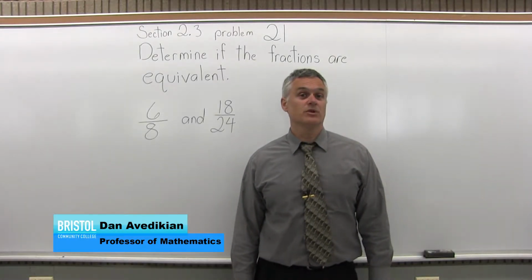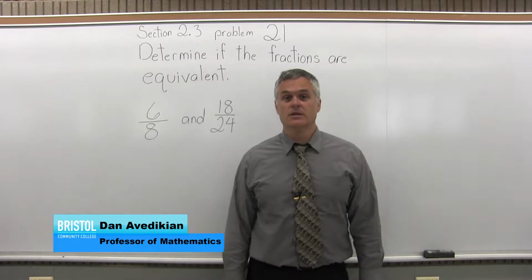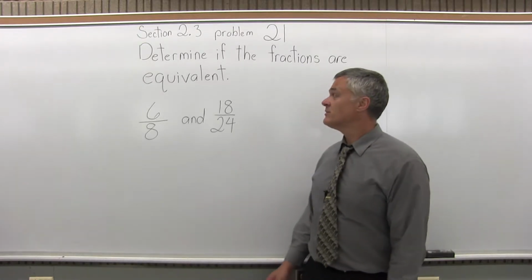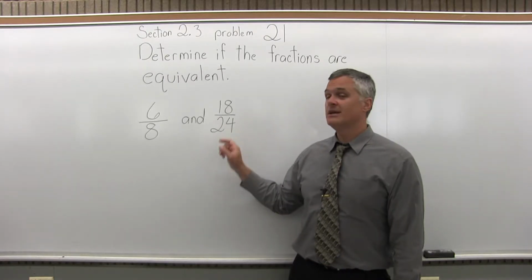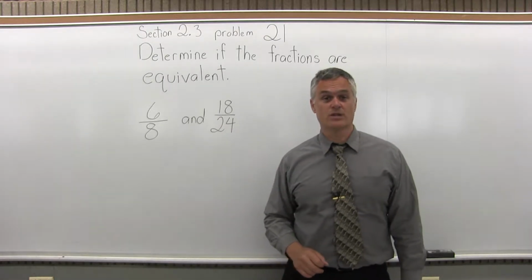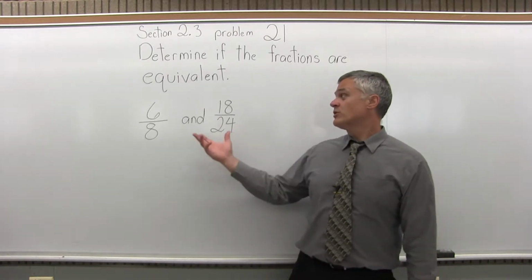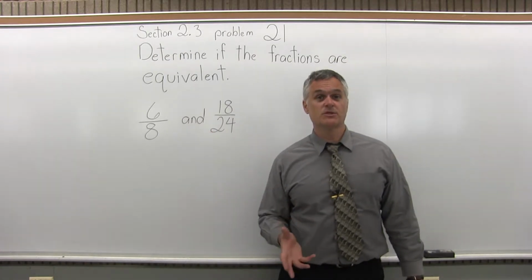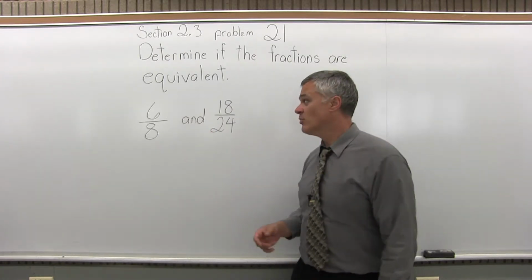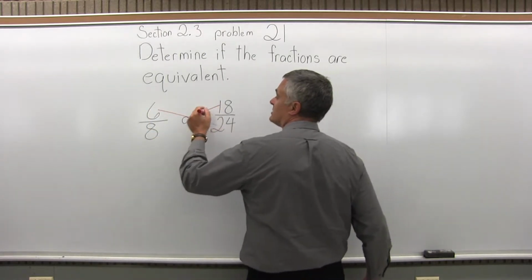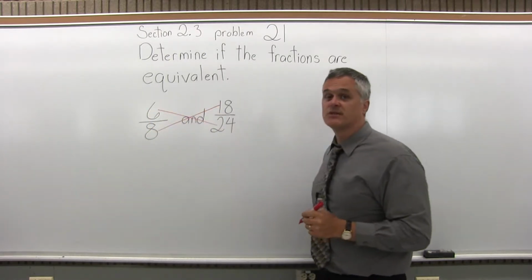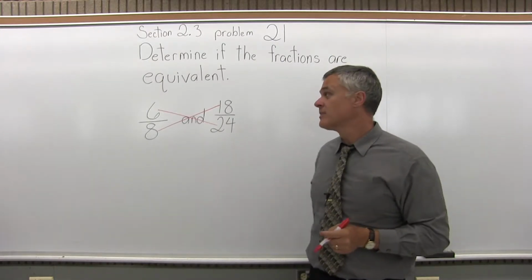This is Section 2.3, Problem 21. It says, determine if the fractions are equivalent, and we have 6 over 8 and 18 over 24 as our two fractions. So we could try to reduce both fractions to their simplest form and see if the results come out the same, or we could multiply the numerator of each fraction times the denominator of the other fraction and see if those results come out the same.